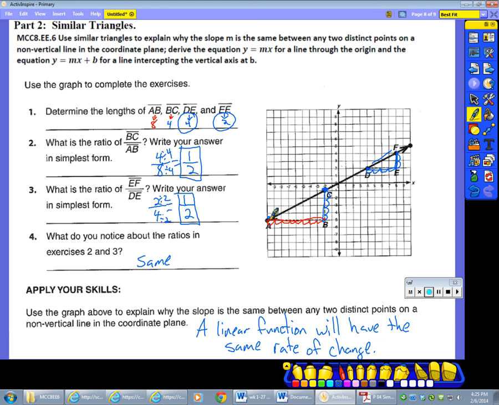So you see, I would rise up and I would run over the same amount no matter what 2 points I pick. Rise up and run over. It's going to be the same amount. So that is why their ratios are going to be the same, because it forms a straight line.